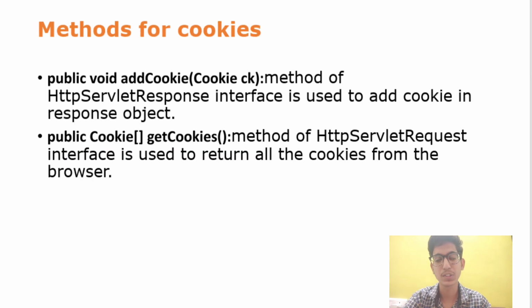The methods related to the cookie are, first, public void addCookie, in which the parameter is Cookie. This is the method of HttpServletResponse object, which is used to add cookie to the response object. Next method is getCookies method. This is the method of HttpServletRequest interface, which is used to return all the cookies from the browser. So this is all about the cookies and session management.